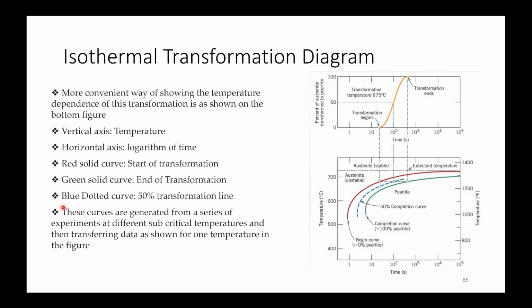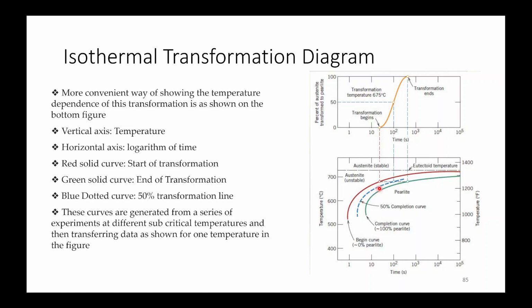These curves are generated from a series of experiments at different subcritical temperatures and then transferring the data, as shown for one temperature in the figure. Now, similar to this, there will be a lot more curves which are extrapolated in this curve and are found in these terms. Here this green line is where transformation is ending.